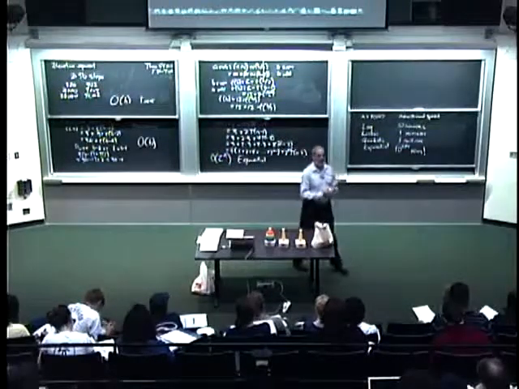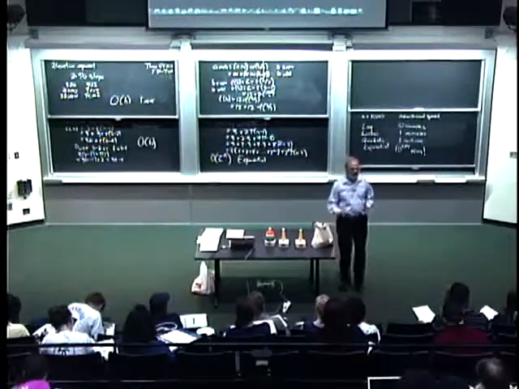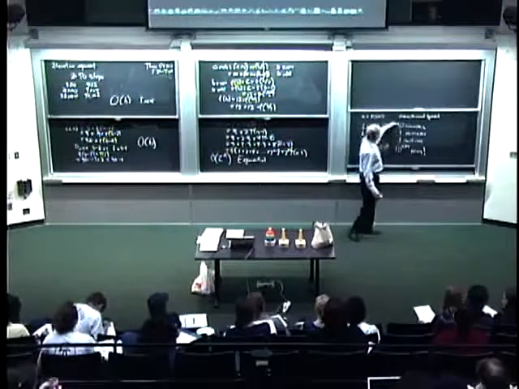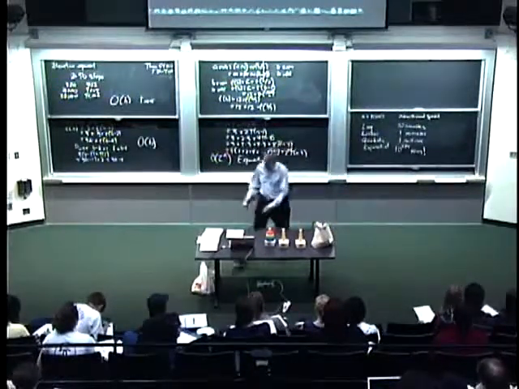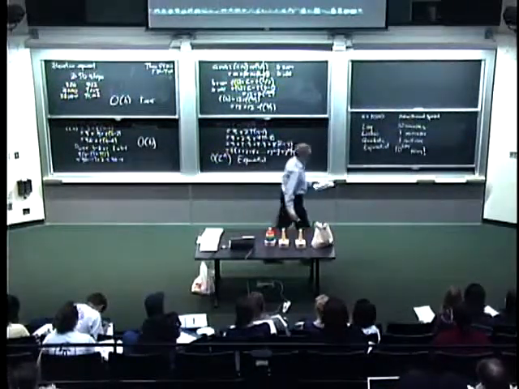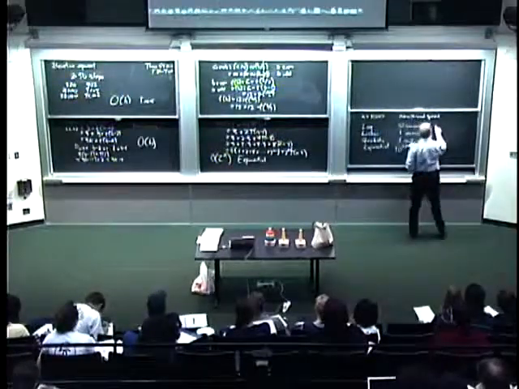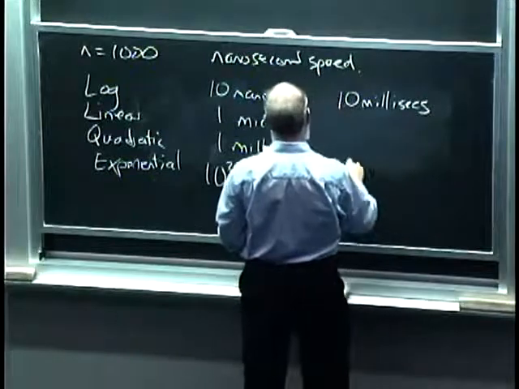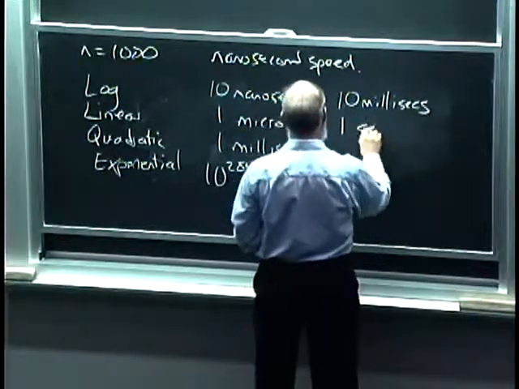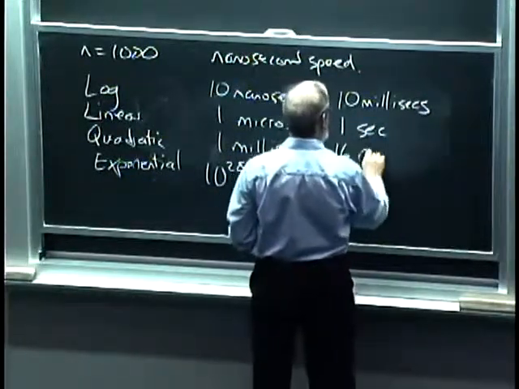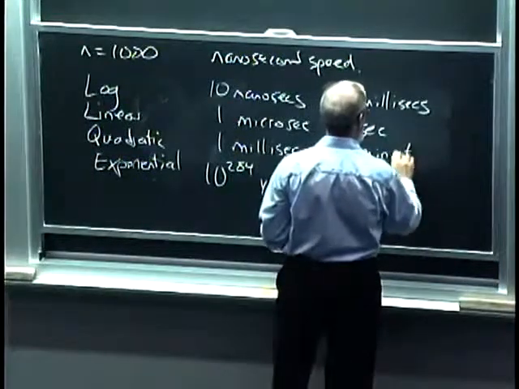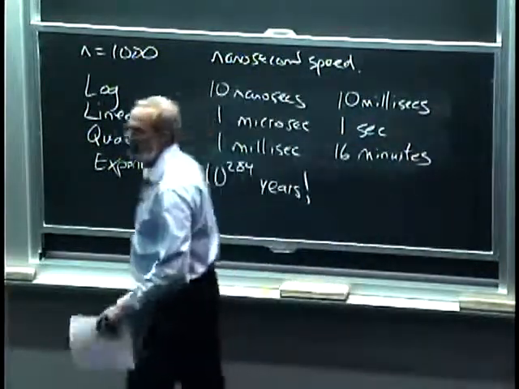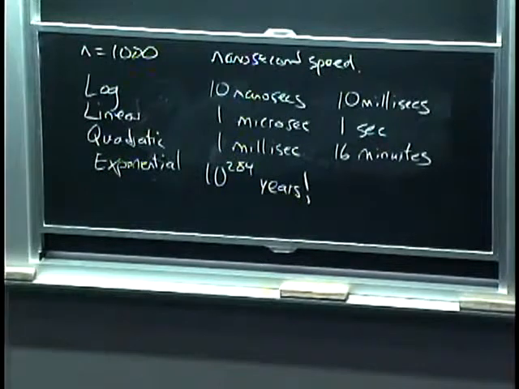All right, bad jokes aside, what's the point? You see, these classes have really different performance. Now, this is a little misleading. These are all really fast. So just to give you another set of examples, if I had a problem where the log one took 10 milliseconds, then the linear one would take a second, and the quadratic one would take 16 minutes. So you can see even the quadratic ones can blow up in a hurry.